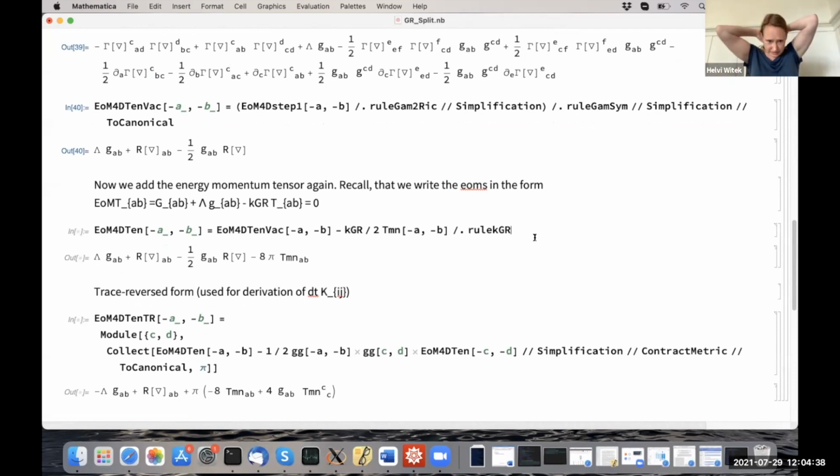Question in the chat before you get too far ahead. There's a question: does var_d automatically discard total derivatives? I don't think so. I'm not sure. So the honest answer is, I don't know, but I would not rely on it. So that's something that you can check at home, I would say.